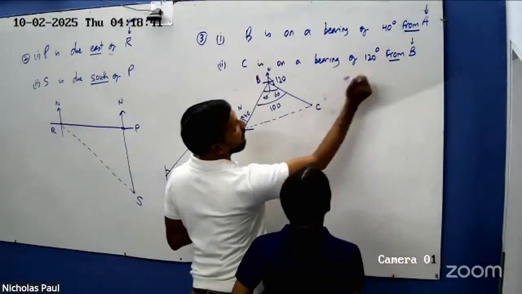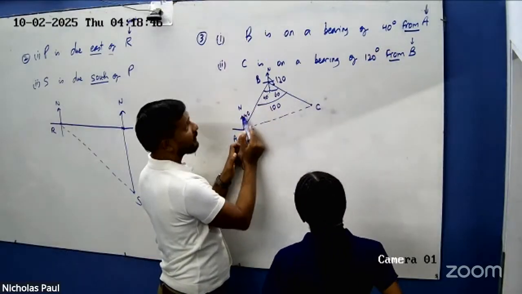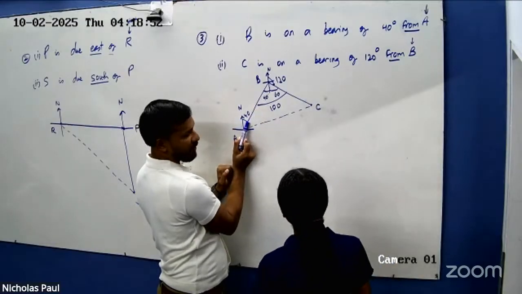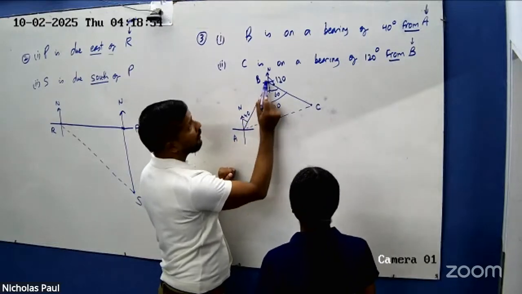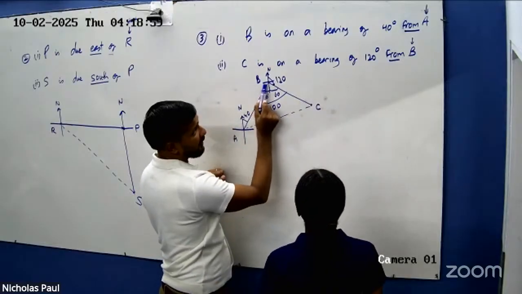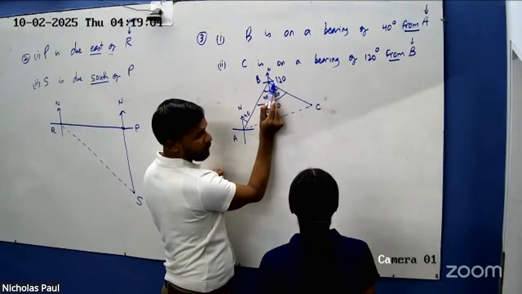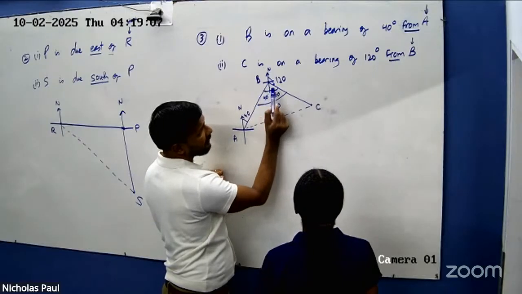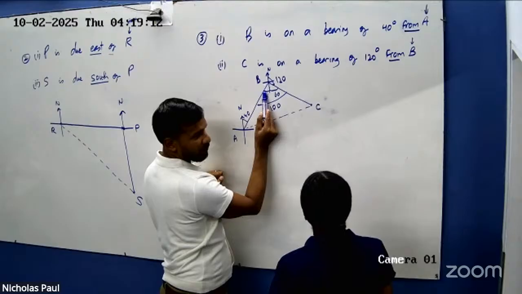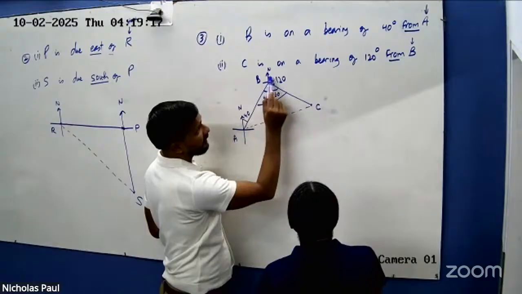B is on a bearing of 40 from me. So you're starting from me, and you measure 40 degrees from north in a clockwise direction. And you draw. C is on a bearing of 120 from B. So you go to B now, and you're doing 120. Here's 90, and a little more than 90 is 120. So if here's 120, you stop there and you reach C. Here's 40, here will be 40. That's this rule here. And then the remainder is 60 because this is 180.